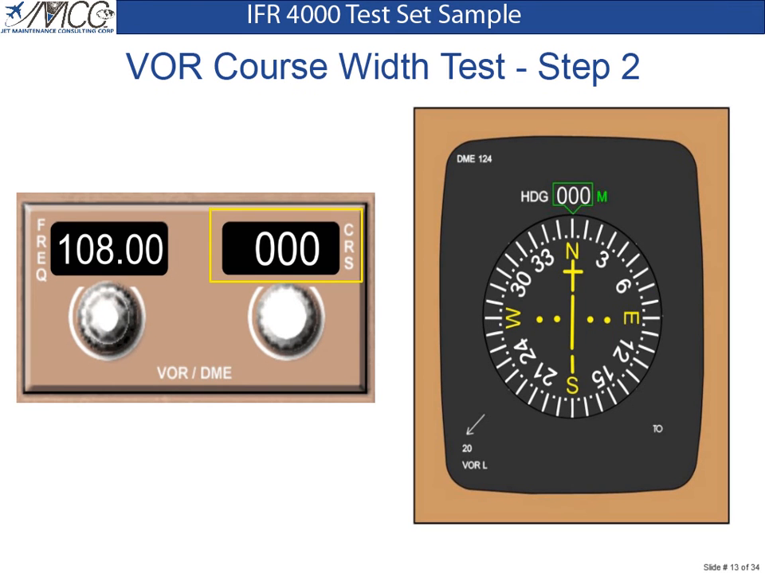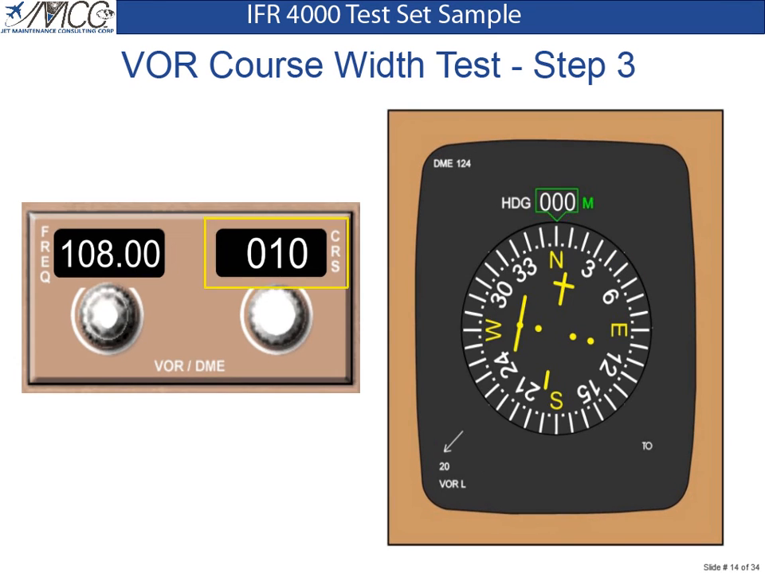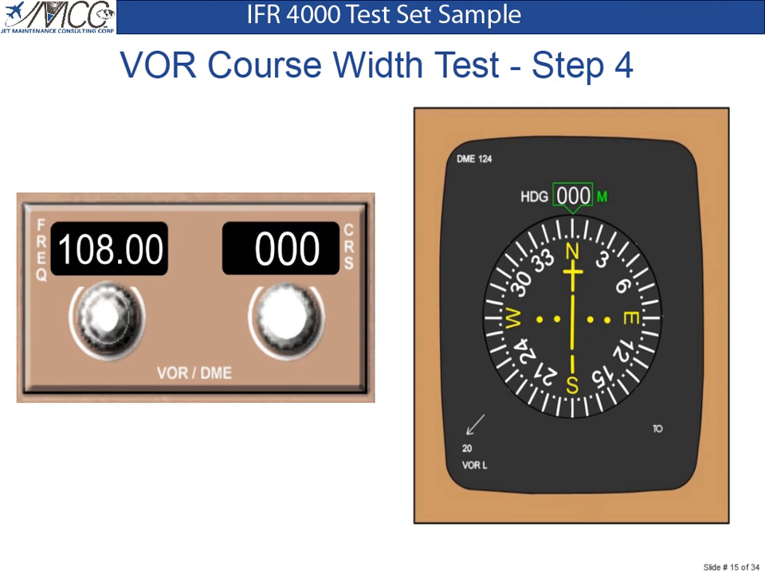Next, return the course pointer to 000 degrees and the course deviation indicator should center. Repeat this test, selecting 10 degrees with the course pointer, and the course deviation indicator should deflect 2 dots in the opposite direction. Return the course pointer to 000 and the course deviation indicator should center again. That completes a VOR course width test.